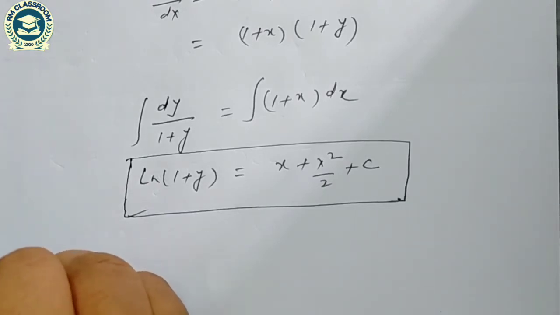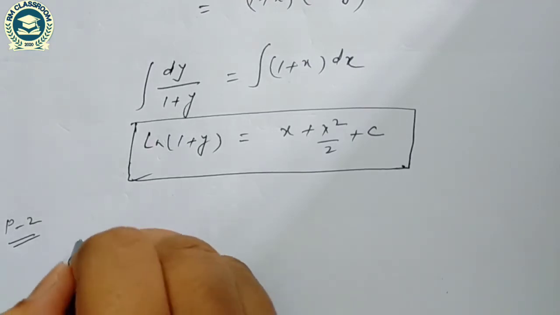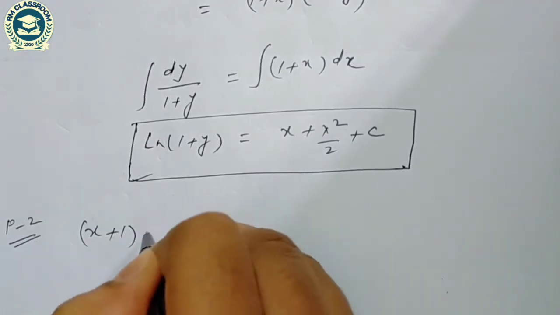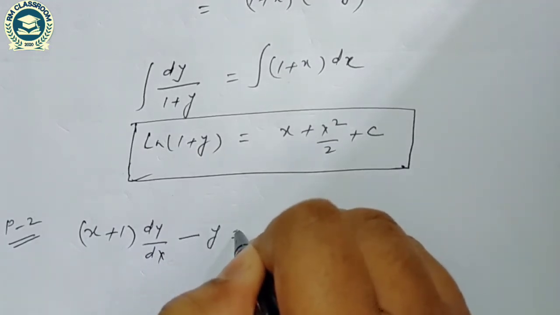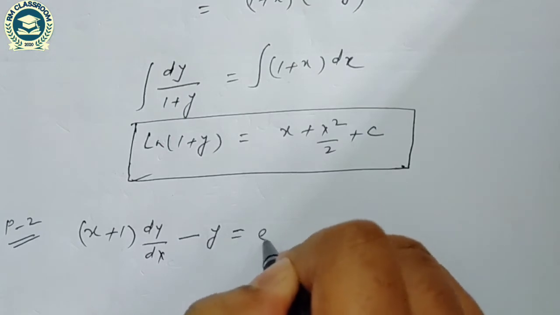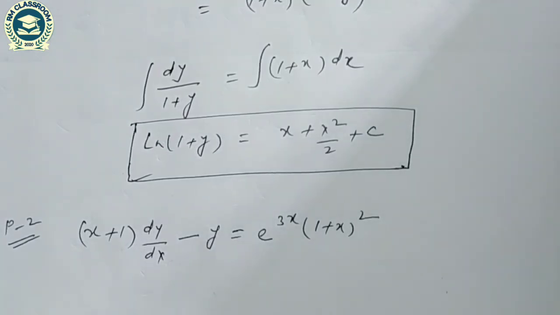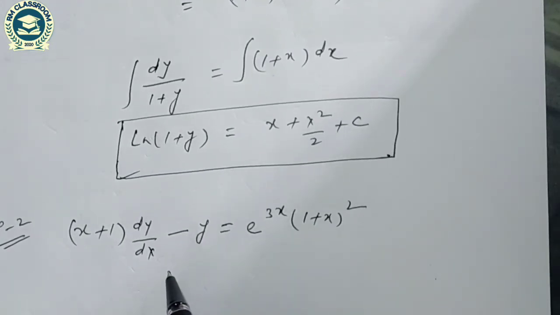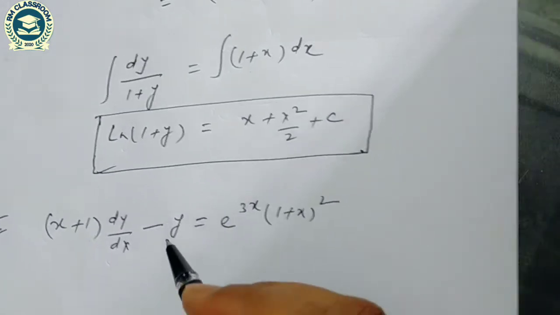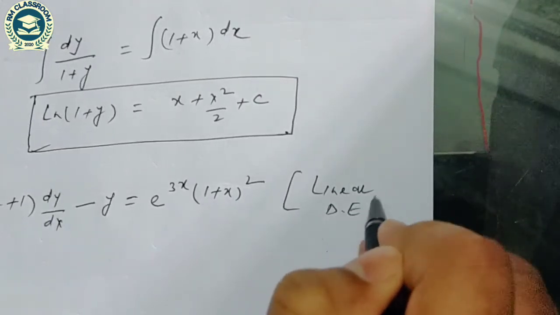Another problem: (x plus 1) dy by dx minus y is equal to e to the power 3x times (1 plus x) whole square. Firstly, tell which type of differential equation this is. So this is the form of linear differential equation.